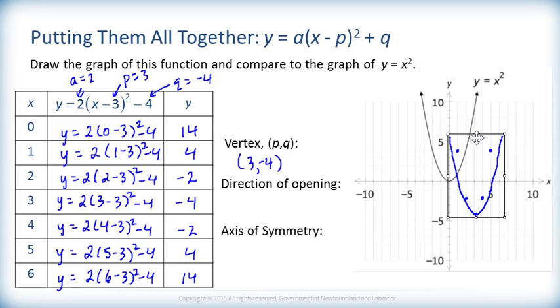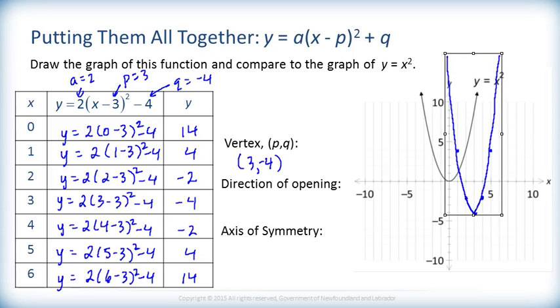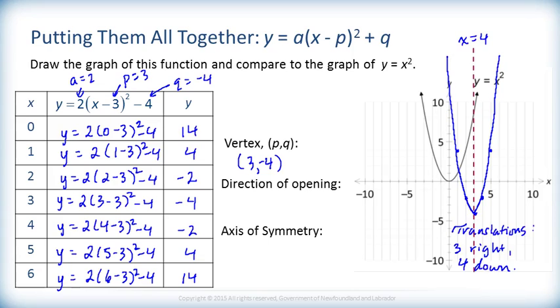I need to stretch the graph as well, just like in the last example. So we have translations 3 right, 4 down. We have a vertical stretch by a factor of 2, because that's our a value as before. The axis of symmetry is x equals 3, that's x equals our p value, and we'll notice that in both this example and the previous one, the graph still opens up.